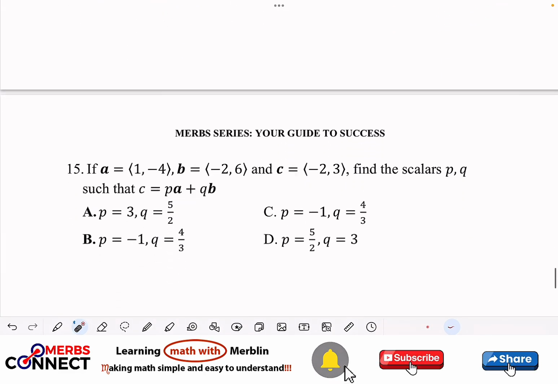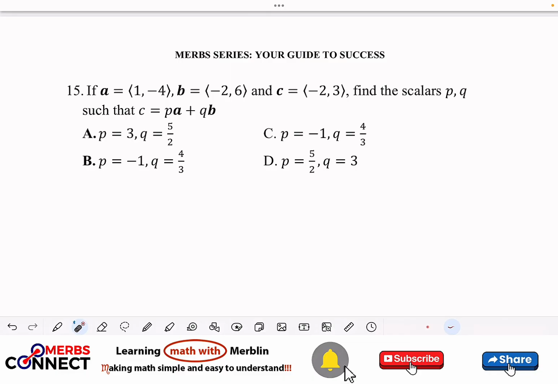Let's look at 15. We want to find C such that P and this. Okay, let's do that. We want to find the scalars. So now we know that C is minus 2, 3, which is equal to P times this.